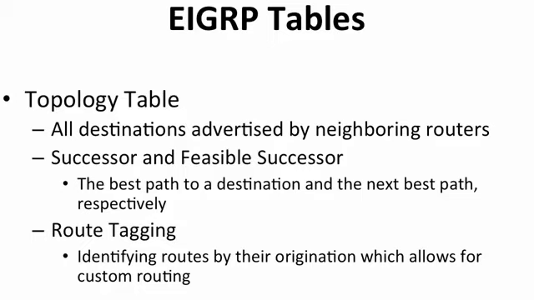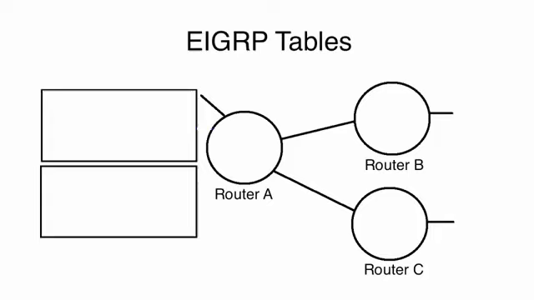Now remember, within the topology table, you can see the route tags. So in EIGRP, you can actually perform route tagging. And all you really need to know for now is that you can identify routes by their origination, which allows for custom routing. So you can tag those routes with a manual entry. So that's all you really need to know for now. But getting back to EIGRP tables, here's an example.